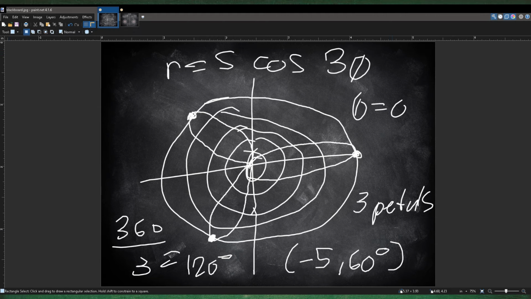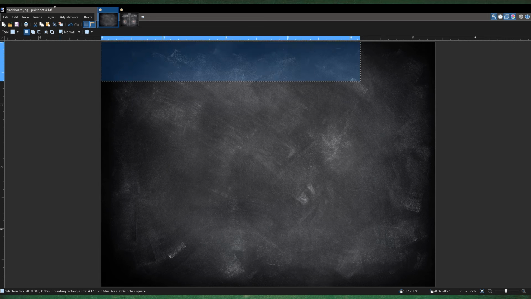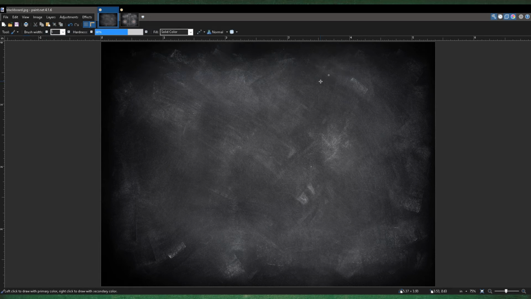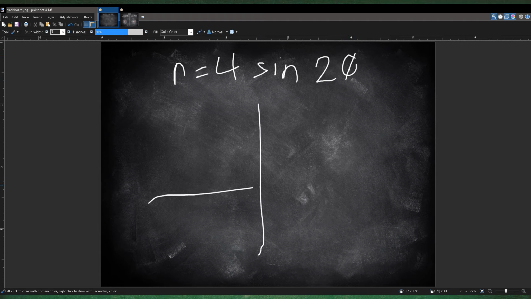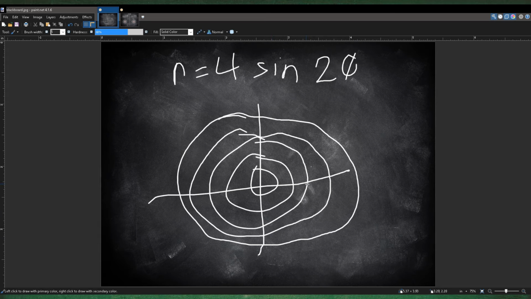This is the general shape, and that's how it's going to look, basically. Or let's just take another case. Let's say we have something like r is equal to 4 sine of 2 theta, right? So let's make the graph, 0, 0. I mean circles. So we need to make 4. So that's 1, 2, 3, 4.